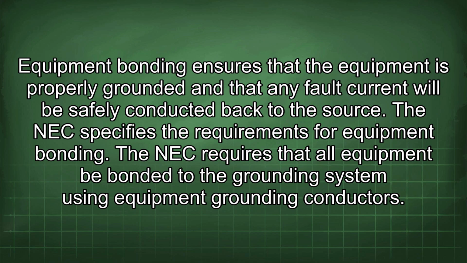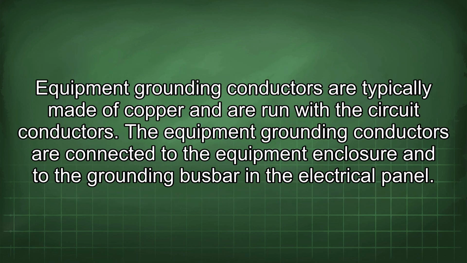The NEC requires that all equipment be bonded to the grounding system using equipment grounding conductors. Equipment grounding conductors are typically made of copper and are run with the circuit conductors. The equipment grounding conductors are connected to the equipment enclosure and to the grounding busbar in the electrical panel.